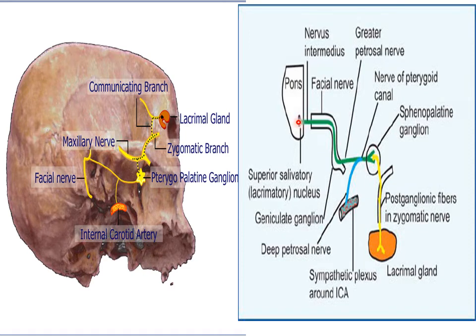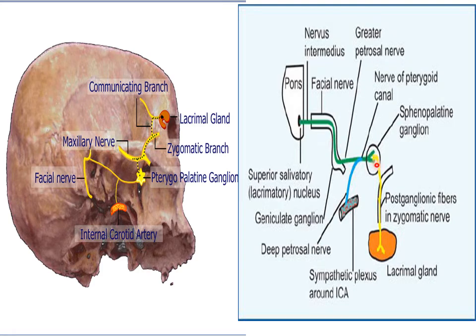So basically the fibers begin in the superior salivatory nucleus or the lacrimatory nucleus, then pass through the nervus intermedius, which is a part of the facial nerve, then the genu, the geniculate ganglion, then the greater petrosal nerve joins with the deep petrosal nerve to form the nerve of the pterygoid canal, and eventually the fibers relay in the pterygopalatine ganglion, which is a parasympathetic ganglion. So these are preganglionic parasympathetic fibers.